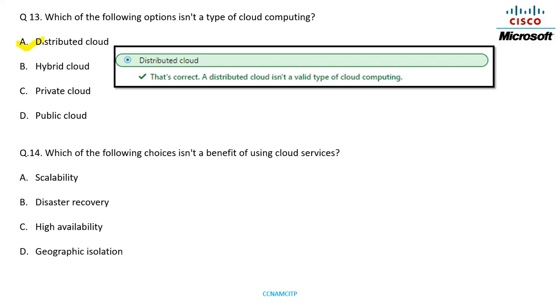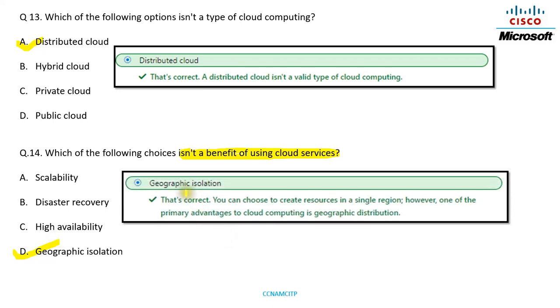Okay, so the answer should be A. Next question, guys, which of the following choices isn't a benefit of using cloud services? So here it is telling isn't a benefit of using cloud services. Okay, so let's see: scalability, disaster recovery, high availability, and the fourth one is geographic isolation. So guys, the first three are a benefit of using cloud services, but the fourth one, geographic isolation, is not a benefit of using cloud services. So you should choose this one. Okay, you can choose the fourth one.